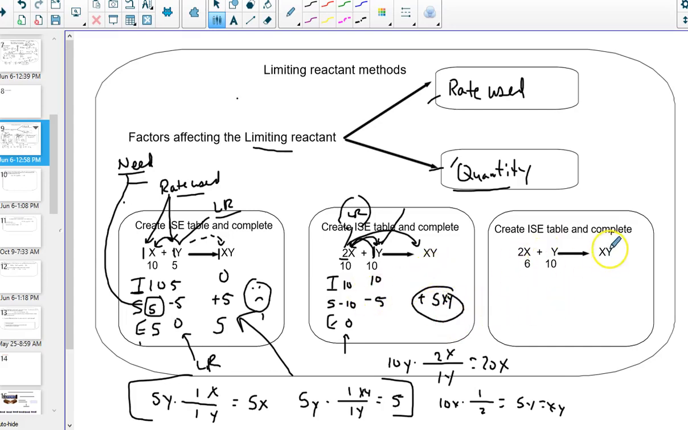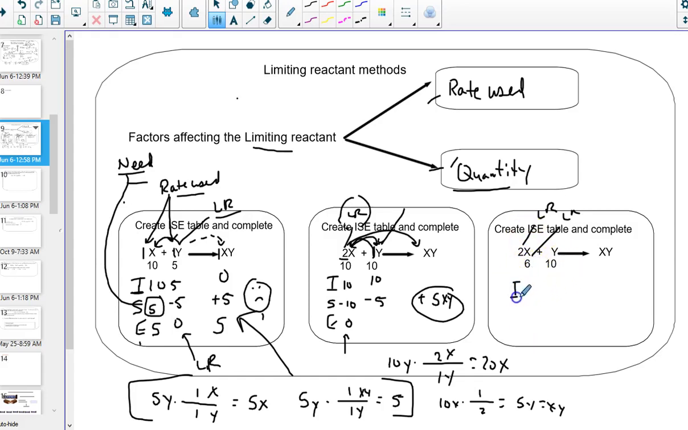Okay. Now what about this guy? In this one, it looks a little bit different because my rate used is indicating that this might be my limiting reactant. But also I have less of it. I have 6. That indicates limiting reactant. Both factors are indicating limiting reactant. So without a shadow of a doubt, this is my limiting reactant.